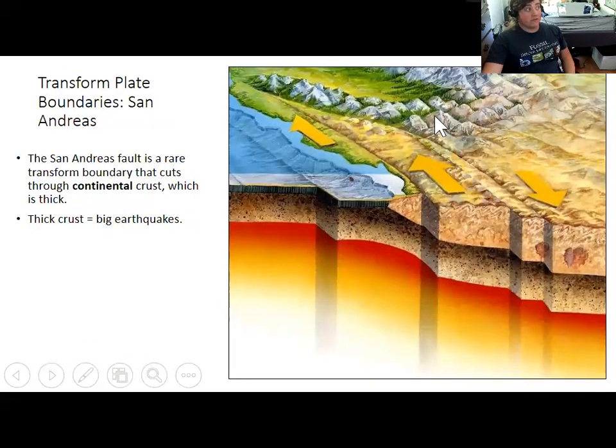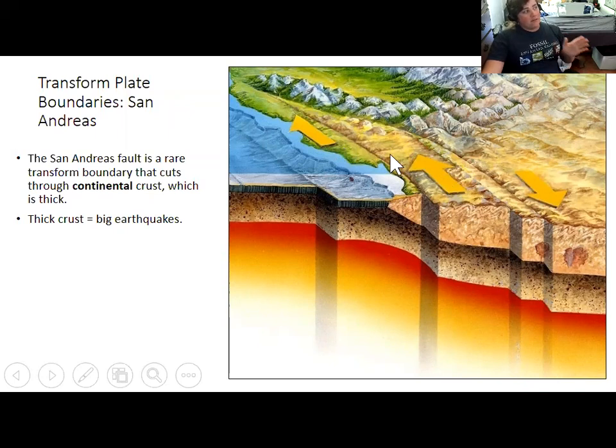And most transform boundaries don't have particularly strong earthquakes because transform boundaries usually occur as the connector segments along mid-ocean ridges, where they're cutting through young, thin, and warm, and thus pretty plasticky oceanic crust. But we have one weird situation where a transform boundary is cutting through continental crust on both sides, and that generates enormous earthquakes. And so the San Andreas Fault is really quite unique in that way.